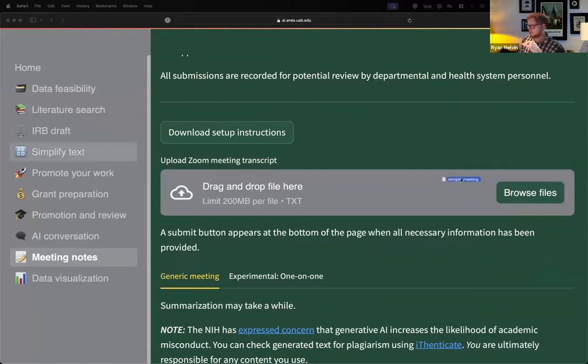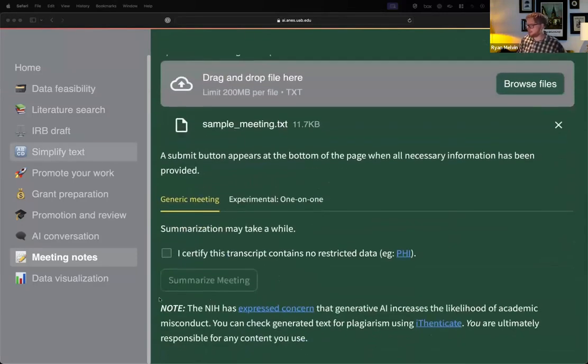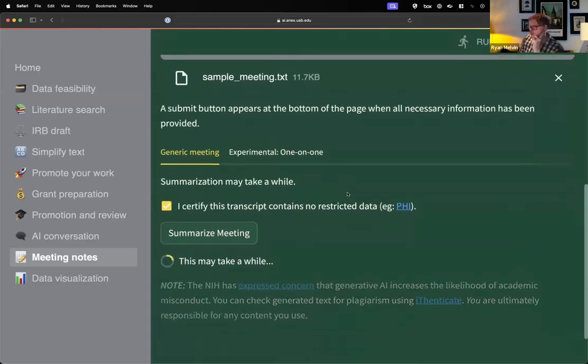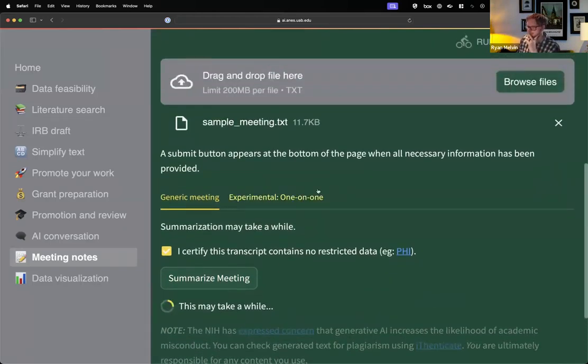Let me, come on, there we go. I have a sample meeting. You currently have to say there's no restricted data in here, though we're working with HSIS to remove that restriction. And it's going to summarize the meeting.